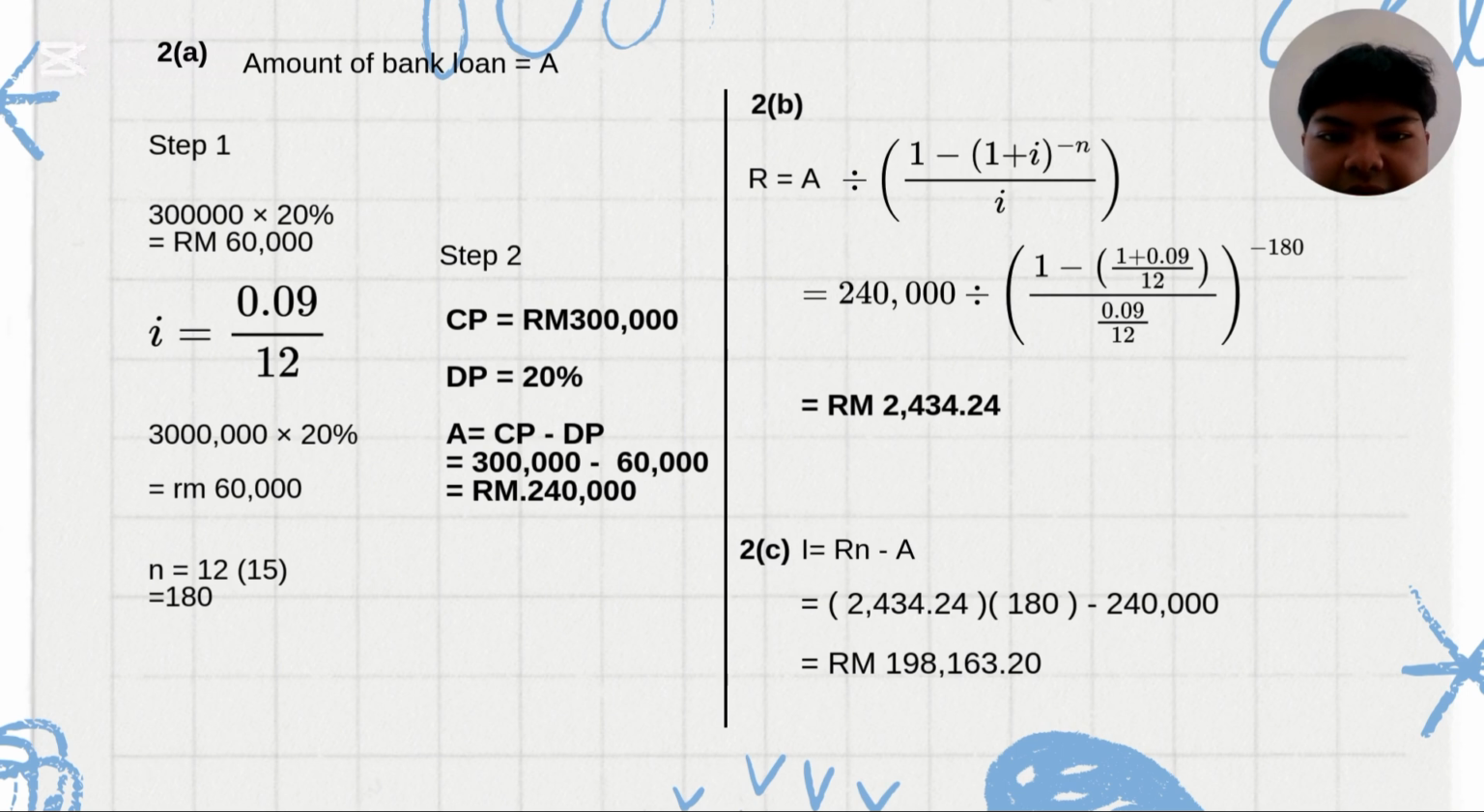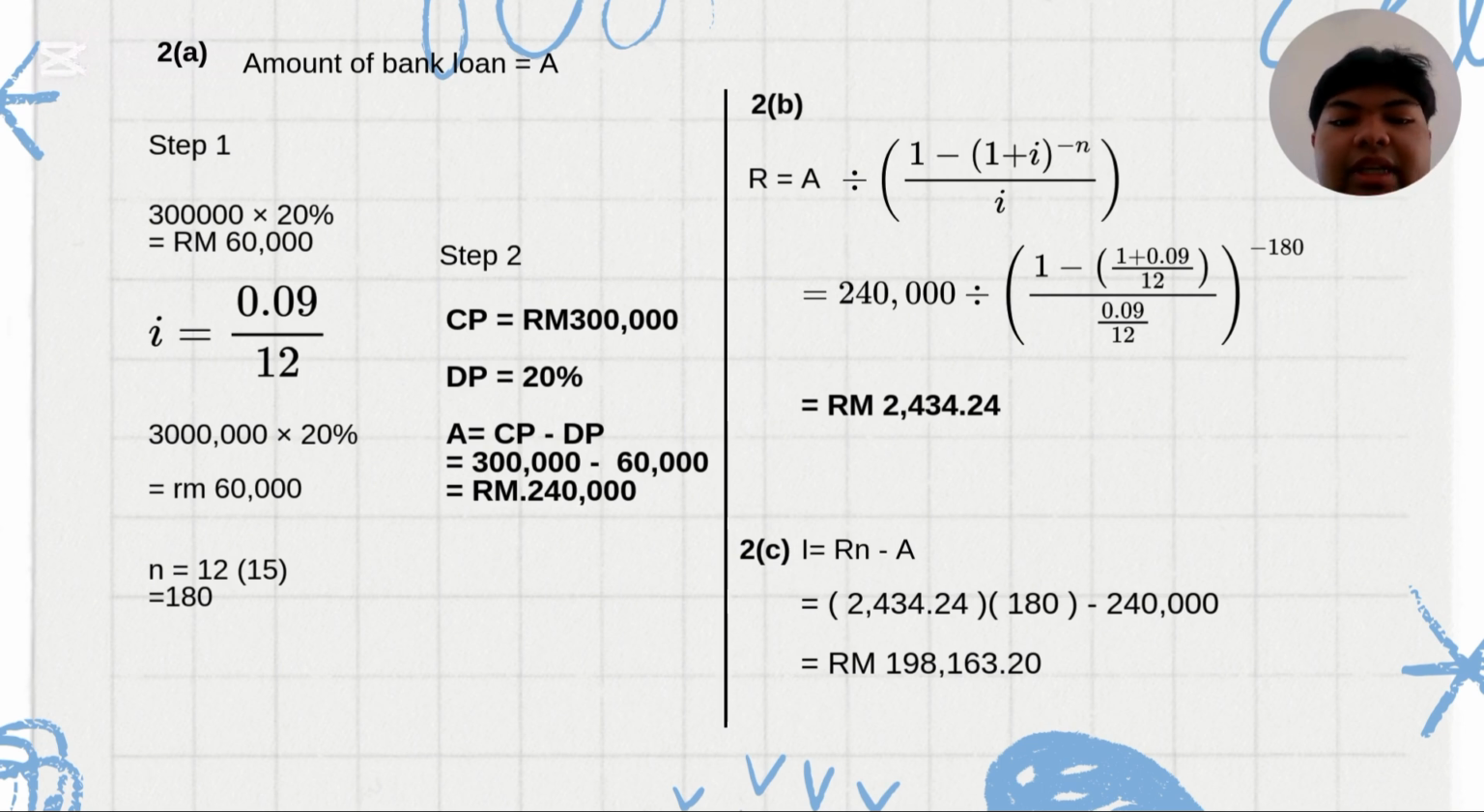Question 2b. You need to use the formula of R equals to A divided by 1 minus 1 plus I power of negative n over I, which is 240,000 divided by 1 minus 1 plus 0.09 over 12 power of negative 180 over 0.09 over 12. You will get 2,434 ringgit and 24 cents.